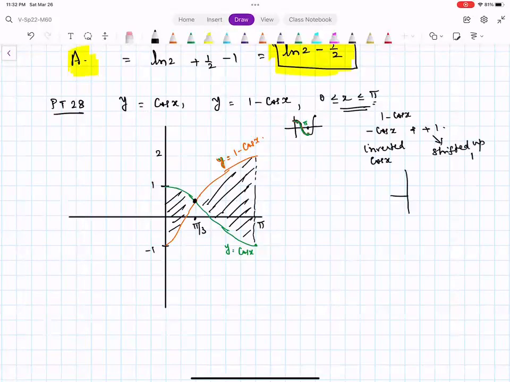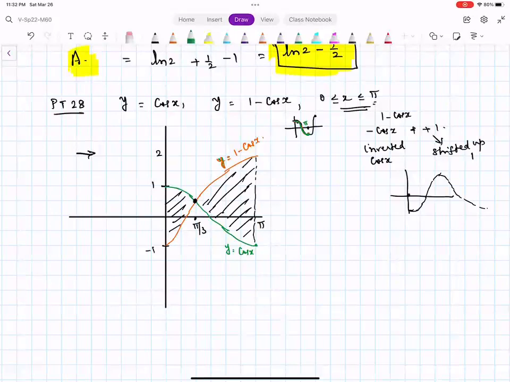So first we will be graphing. I'm only showing the rough sketch here. The actual sketch is here in this graph. So we are going to do the inverted graph of the function. I'm graphing the full one. Then it is shifting up 1 unit.